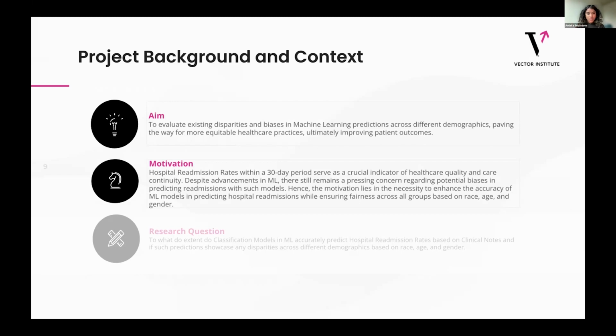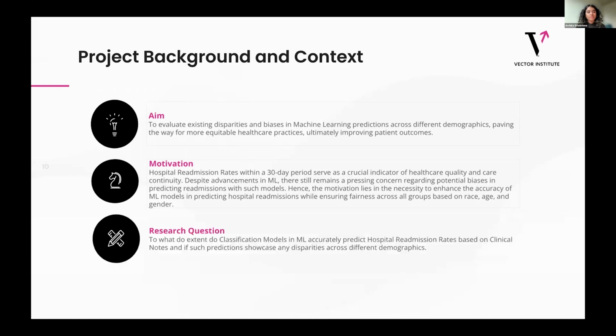Why did we want to focus on this particular problem? Because firstly, it acts as a crucial indicator of healthcare quality and care continuity. Secondly, despite advancements in machine learning, there still remains a pressing concern regarding potential biases in predicting readmission rates within such models. So the motivation of our project was essentially to enhance the accuracy of machine learning models in predicting hospital readmission rates, while also ensuring that there was fairness across all the groups based on race, age, and gender.